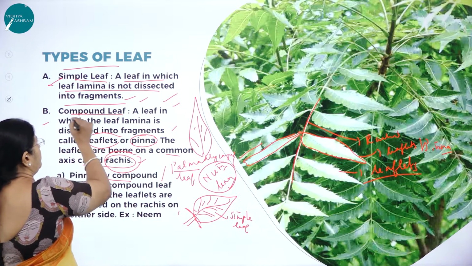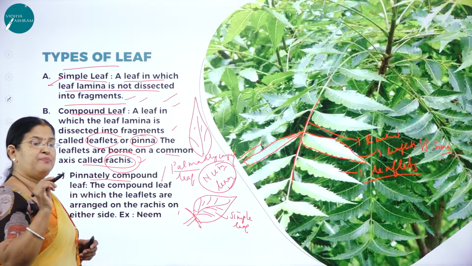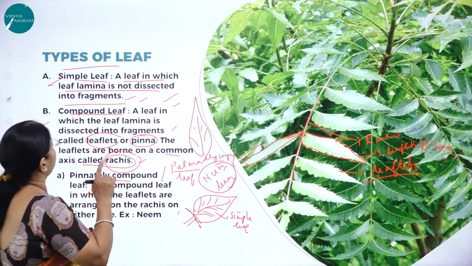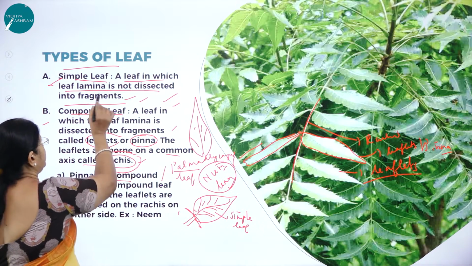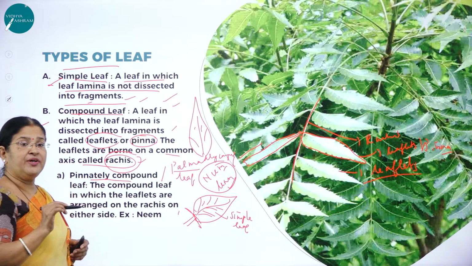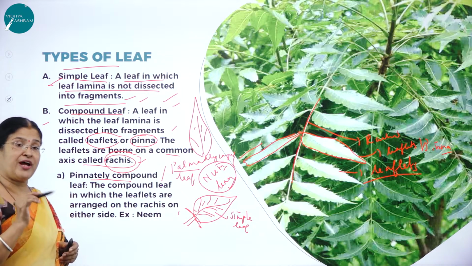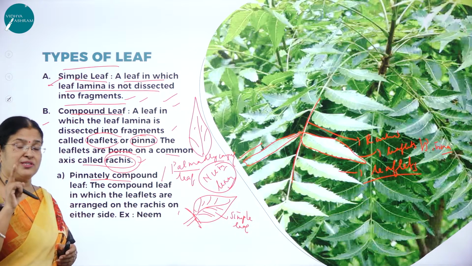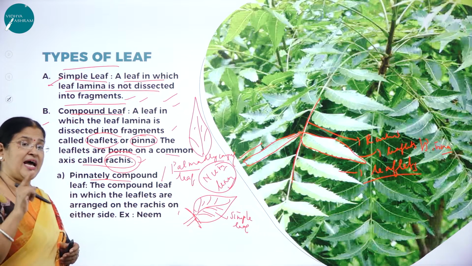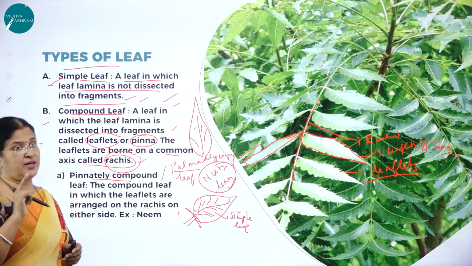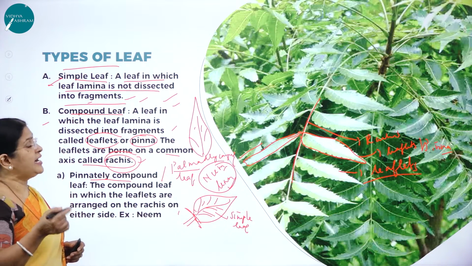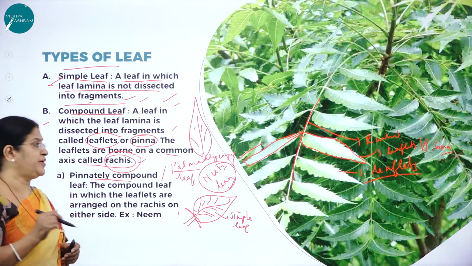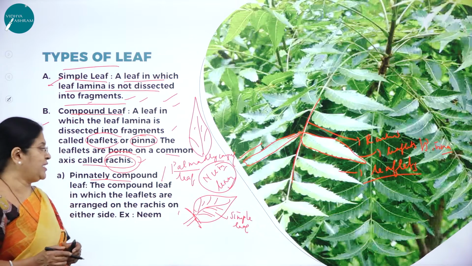So I repeat, what are the two types of leaf? Simple leaf, compound leaf. What is the difference? A simple leaf is one in which the leaf lamina is not dissected into fragments. In a compound leaf, the leaf lamina is dissected into fragments, and each divided fragment is called a leaflet or pinna, and the axis that bears the leaflets is called the rachis. And the compound leaf is again broadly classified into pinnately compound and palmately compound leaf.